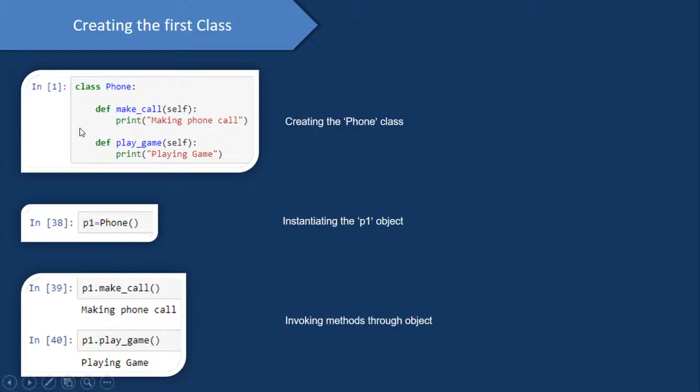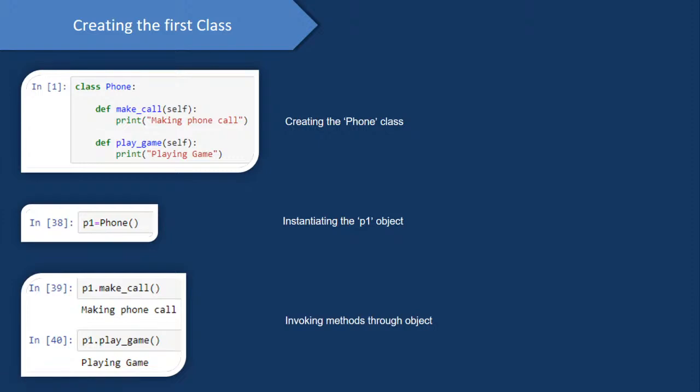Then I will go ahead and create another method, or another function, called play game. And with the help of this, all I'm doing is printing out playing game. So here, as you see, there is a parameter called self inside these two methods. For now, just don't think much about this self attribute. For now, just consider that if we have to invoke whatever is present inside this class with the object which we create, we would need this self parameter, right? So for now, just understand this, right?